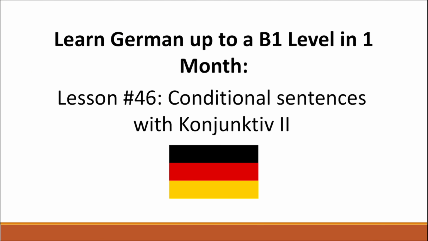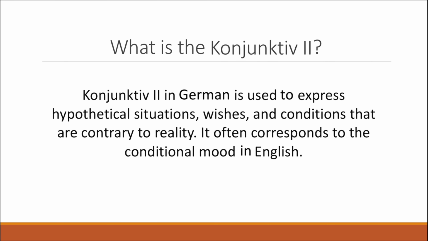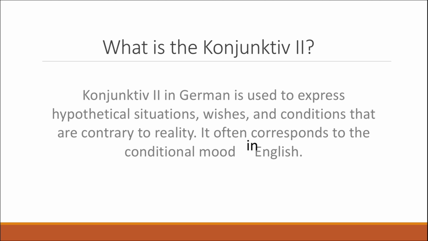Today it's lesson 46 and we're going to talk about conditional sentences with the Konjunktiv II. So let's go. Now firstly, what is the Konjunktiv II? Well, the Konjunktiv II in German is used to express hypothetical situations, wishes, and conditions that are contrary to reality. And it often corresponds to the conditional mood in English. So if you would like to talk about a conditional or something which might happen, might have happened, then you're going to need the Konjunktiv II.